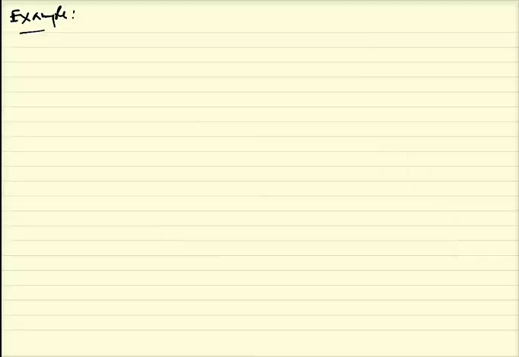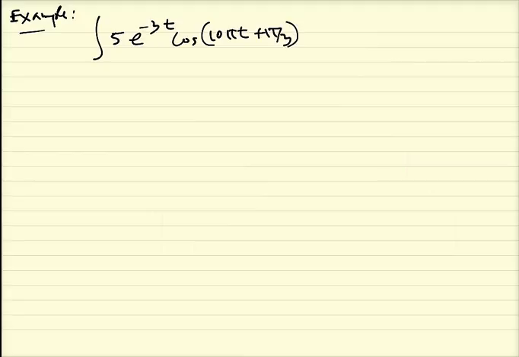So I'll just give you an example of some of the applications of the properties that we have learned so far regarding the delta function. Suppose you want to find out the integration of 5 e to the power minus 3t cos(10 pi t plus pi over 3) delta(t minus 2) dt. Suppose this one is from 0 to 4, right? So what is the result of this integration?